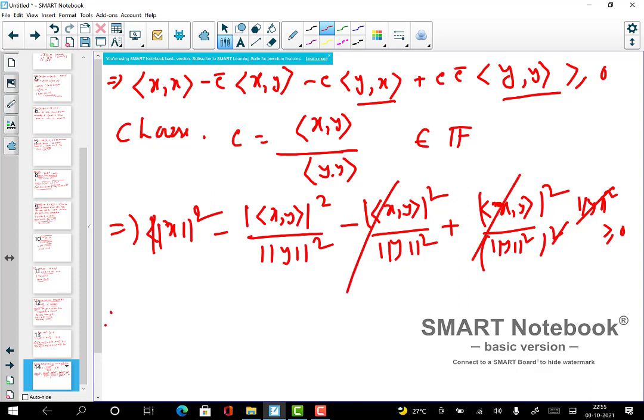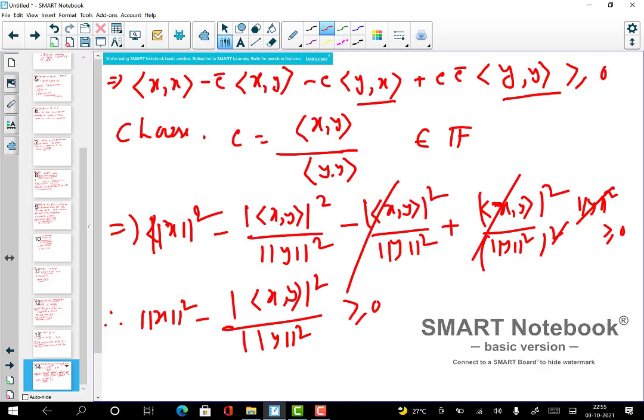And then finally, you will have norm of x squared minus the mod of the inner product of x and y whole squared, divided by norm of y squared. This is non-negative, greater than or equal to 0, and done. So this is magic.